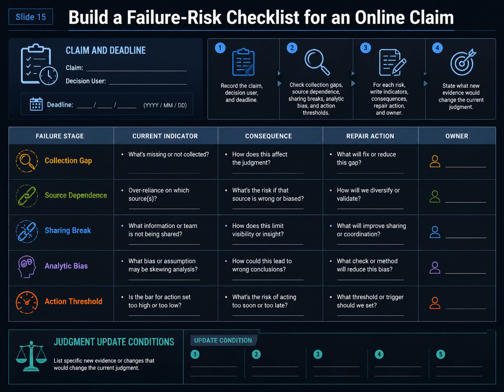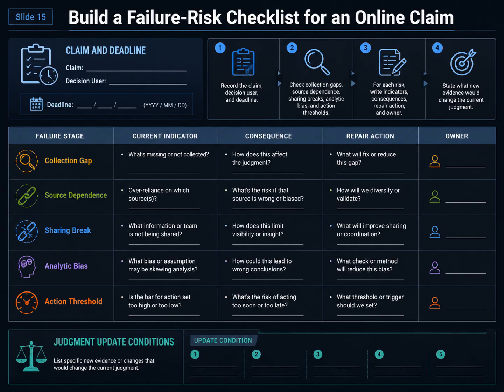This failure risk checklist works for online claim verification, monitoring, and company risk research. Begin with the claim, the decision user, and the deadline. Then walk through the chain. Is collection incomplete? Does a major conclusion depend on one origin? Did a handoff lose context? Is the analysis looking only for support? Is there a clear action threshold?